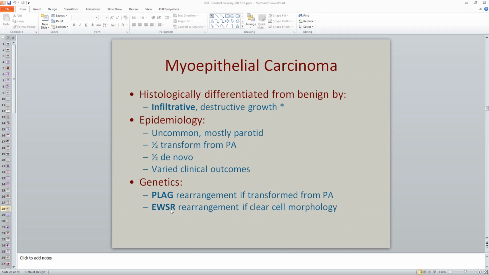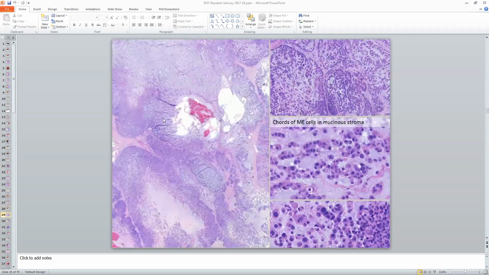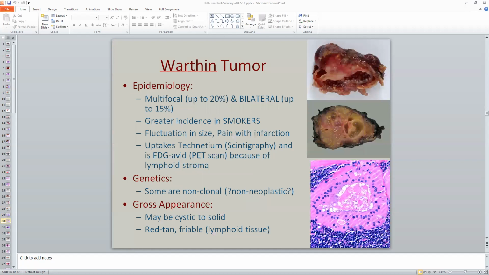And these may have somewhat different genetics, namely EWSR1 gene rearrangements. So this is the appearance, with these cords of myoepithelial cells in the stroma, this sort of lobulated architecture and an invasive destructive growth pattern.